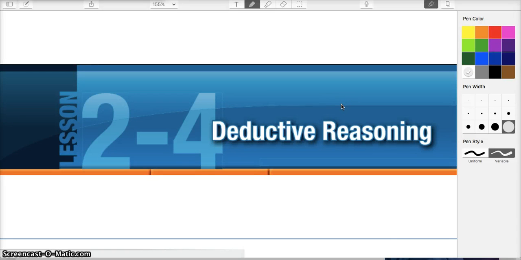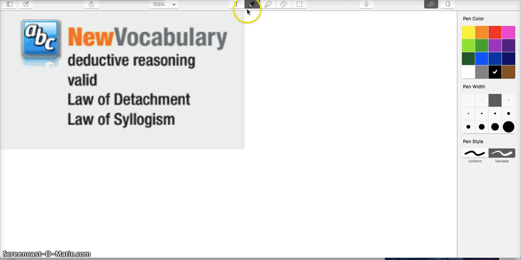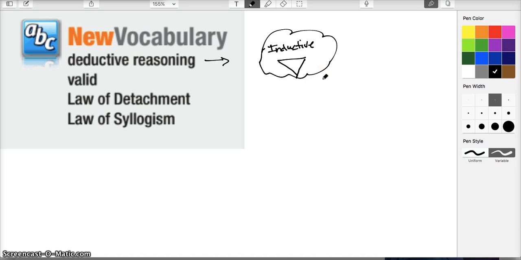Here we are in section 2.4, and welcome to deductive reasoning. First concept that we need to discuss is the idea of deductive reasoning. If you remember inductive reasoning, back in the day, sometimes I use this upside down triangle. So you go through a whole lot of different examples to eventually come up with one solid rule. So that's inductive reasoning. Deductive reasoning is the opposite.